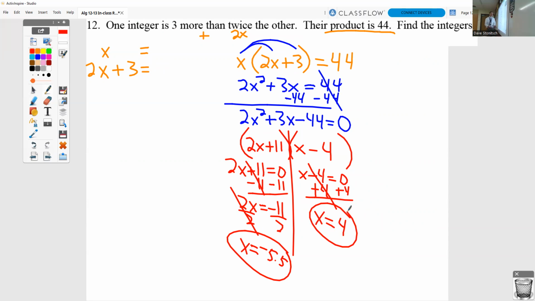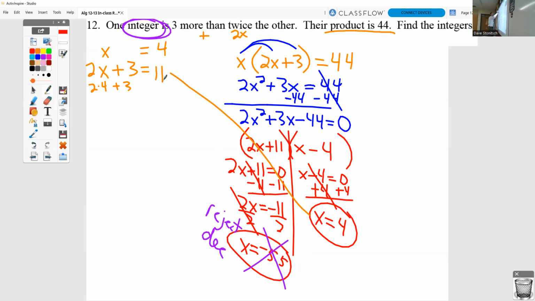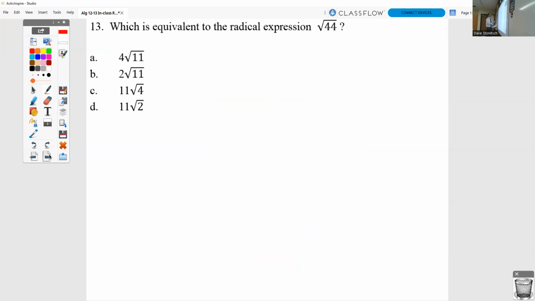So we get negative 5.5 and we get positive 4. You are looking for integers. Integers are non-decimal numbers, so we are going to reject the decimal answer. So we're going to take our 4 and sub it in. 2 times 4 is 8 plus 3 is 11. So we get 4 and 11. Again, be very, very careful here. In question number 13, this starts the multiple choice.